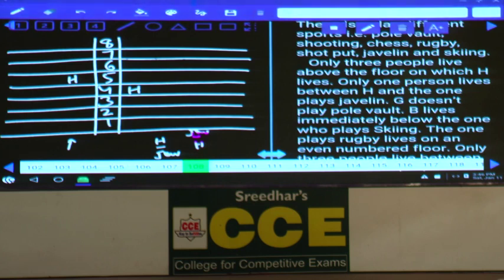And G does not play pole vault. B lives immediately below the one who plays skiing. Whatever this B is, B is immediately below the one who plays skiing. As B is immediately below the one who plays skiing, the one who plays rugby lives on an even numbered floor. Rugby is on an even numbered floor.